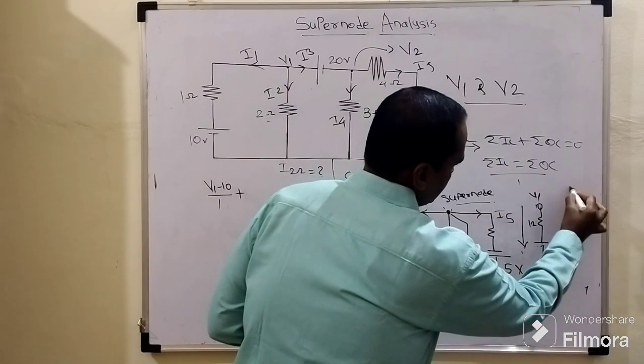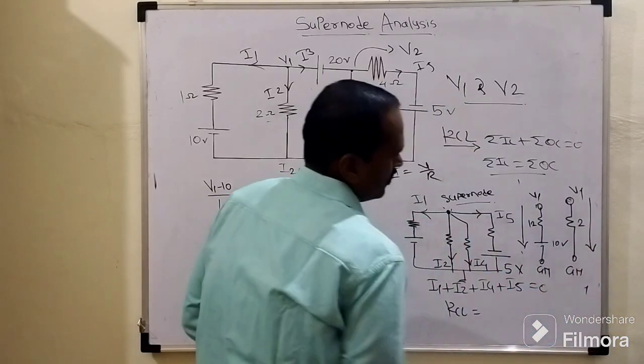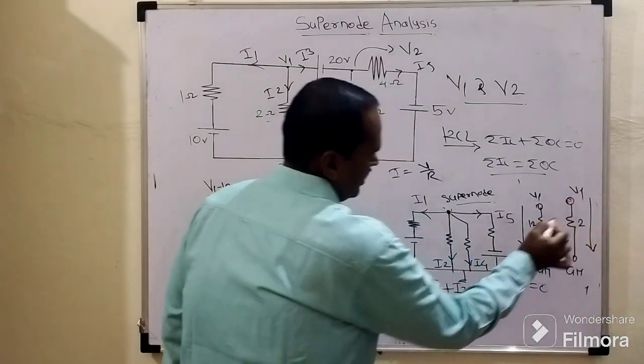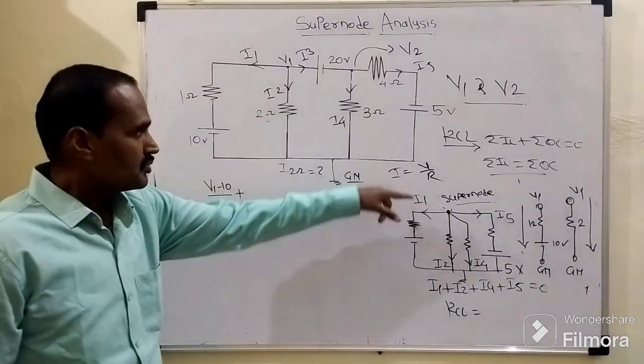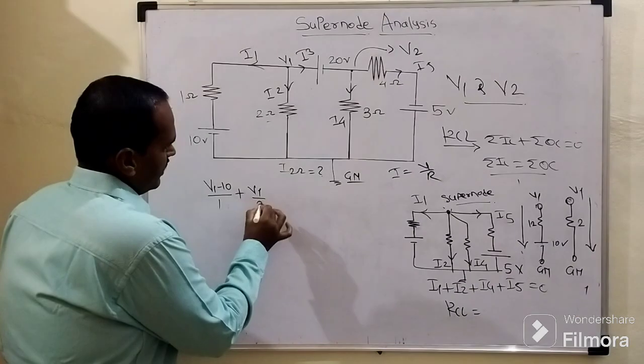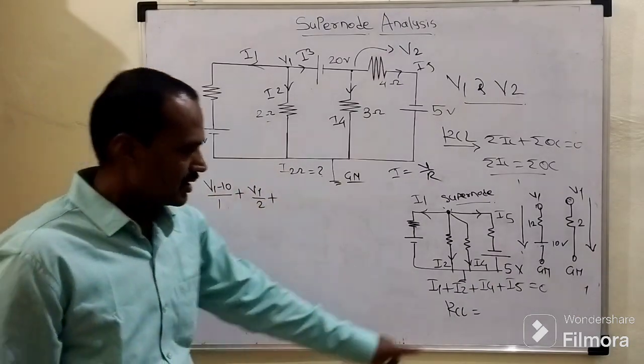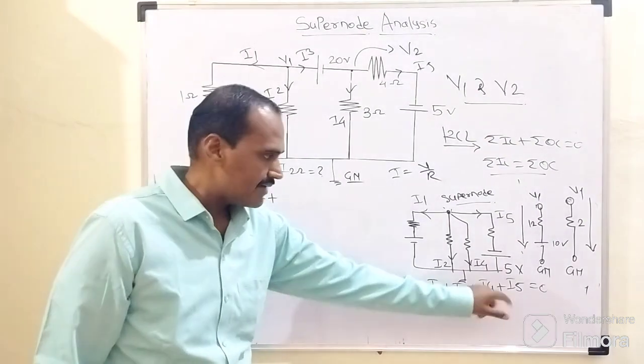This is a 2 ohm resistor. This is V1. This is the ground node, and again the direction is outgoing. So due to this outgoing direction, because I equals V by R, plus V1 upon 2, right? This is a 2 ohm resistor. Now what about this I4 and I5?